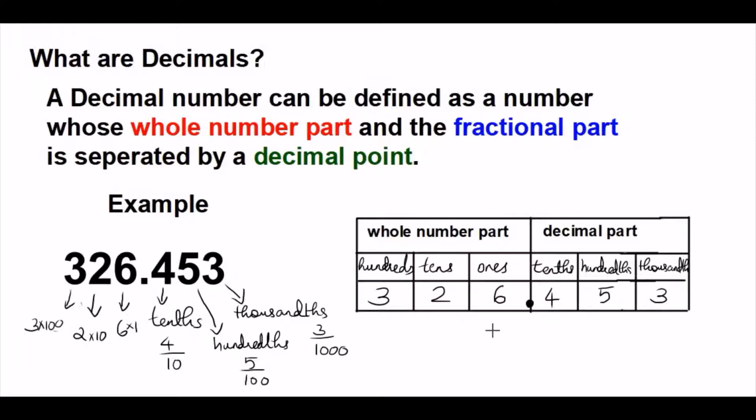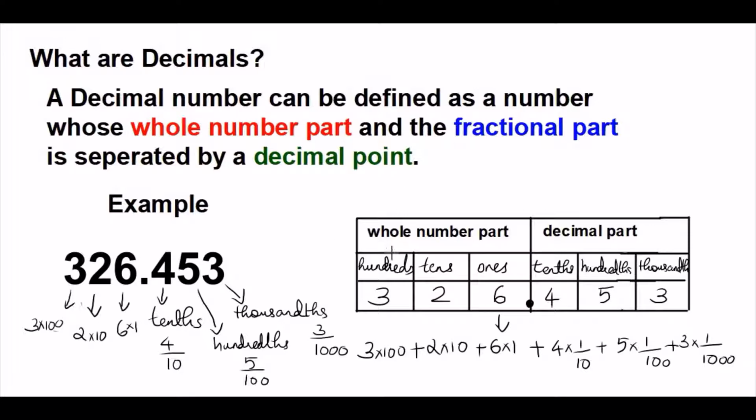So when you write the place value, here it is 6 into 1 and 2 occupies the tens place. So it is 2 into 10 and 3 occupies the hundreds place. So it is 3 into 100. And here it is 4 into 1 by 10 because it is tenths place. And the second digit after the decimal, that is 5, 5 into 1 by 100 plus 3 into 1 by 1000. This is how you write the place value for a decimal number.